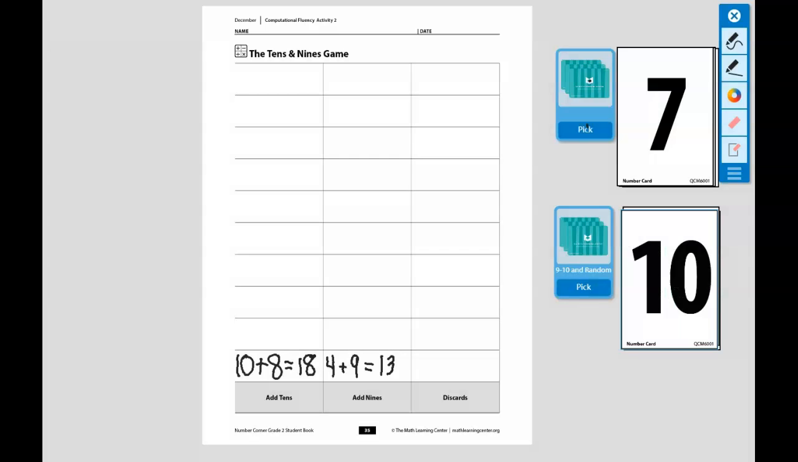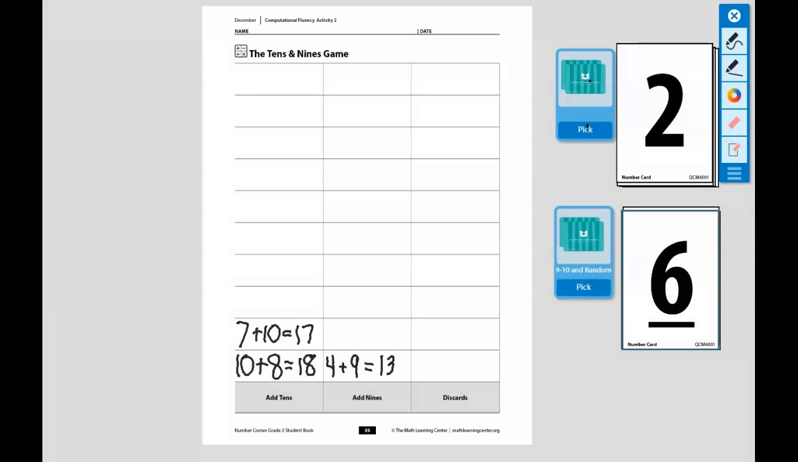We have a 7 and a 10. Where should it go? If you were thinking it should go into the add 10 column, great thinking. Let's write our equation. What should our equation be? If you were thinking we should write 7 plus 10, give yourself a little pat on the back. Using our knowledge of our add tens fact, we know we just move that 7 into our ones place on the 10 and it becomes 17. I'm imagining my tens frames in my brain.